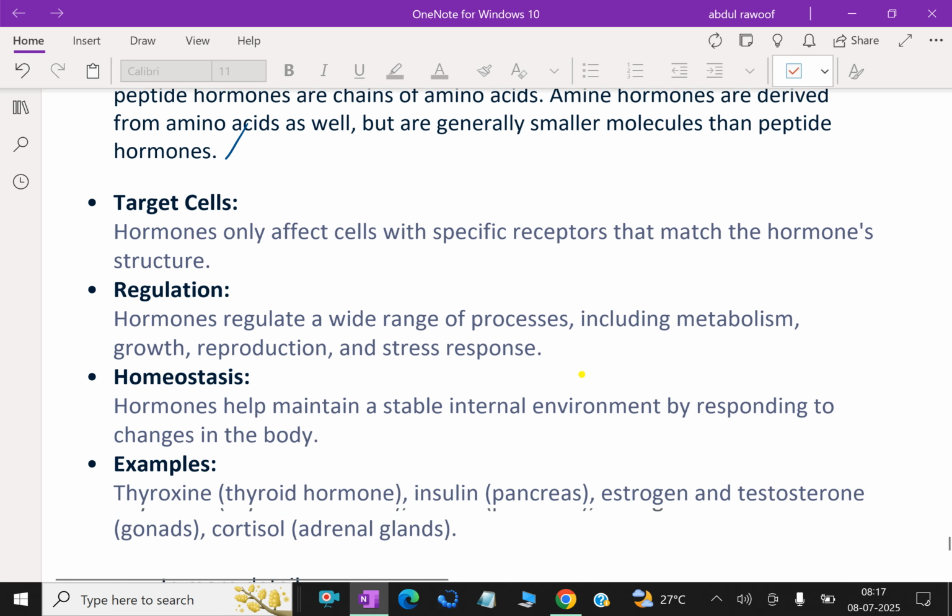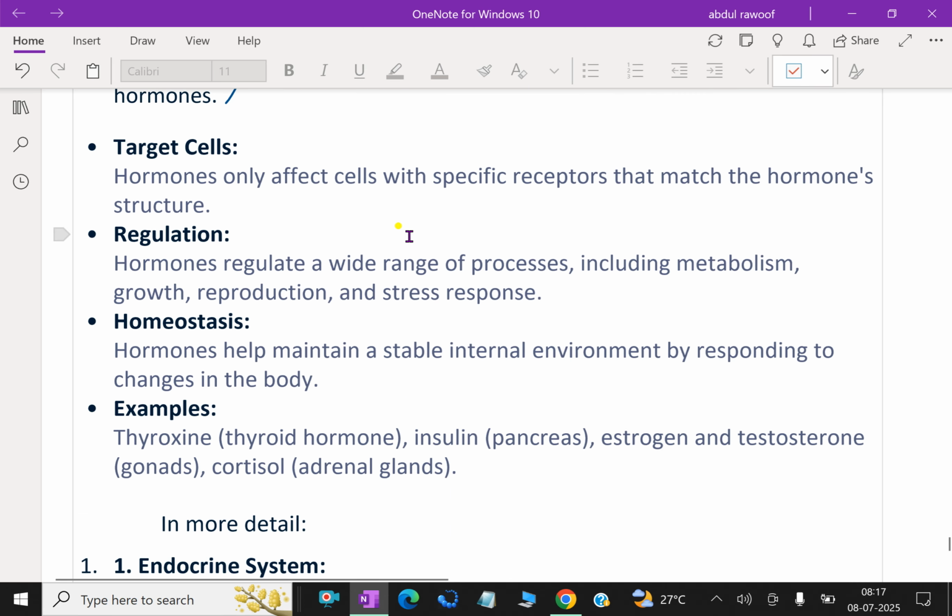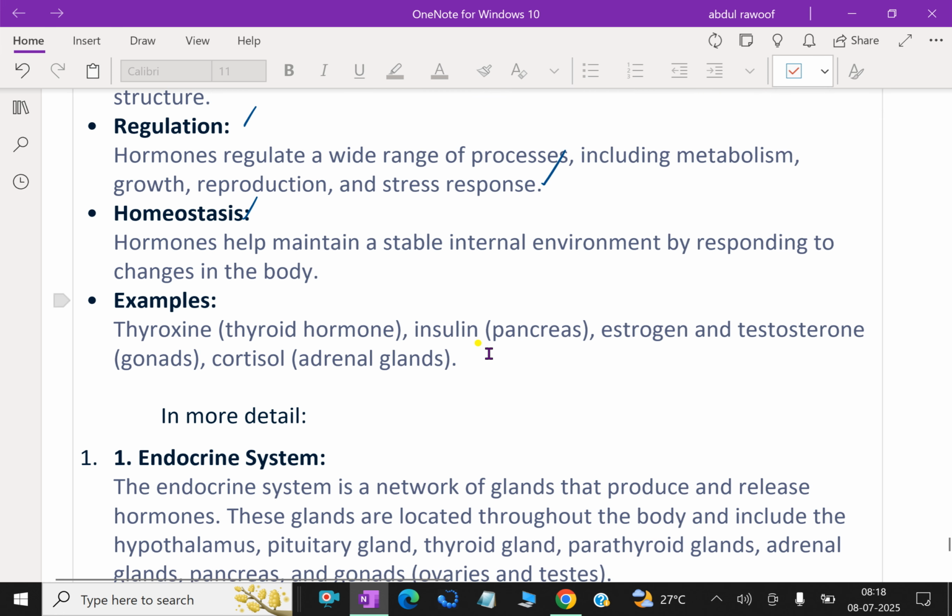Target cells. What are target cells? Hormones only affect cells with specific receptors that match the hormone's structure. Regulation. Hormones regulate a wide range of processes including metabolism, growth, reproduction, and stress response. Homeostasis. Hormones help maintain a stable internal environment by responding to changes in the body.